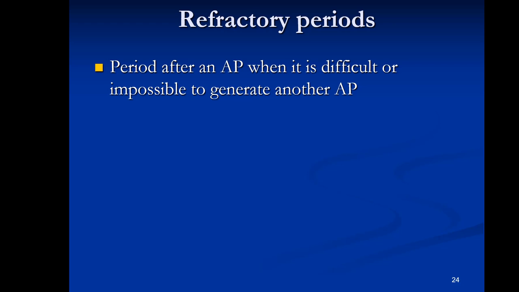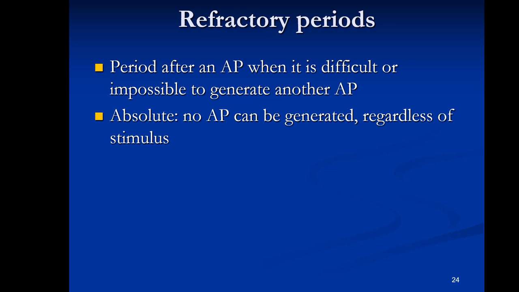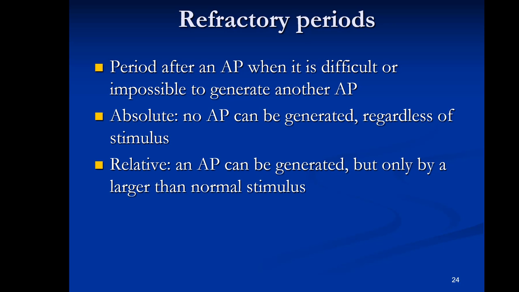So with that being said, there's a period of time after an action potential where a neuron cannot generate another action potential. We call this refractory periods. It's kind of like recovering. There's an absolute refractory period and a relative refractory period. During the absolute refractory period, there's just no possible way that an action potential can be generated. It's absolutely impossible. And this is a very short period of time. But just after that, you could generate an action potential, but it requires a bigger than normal stimulus. And that's called the relative refractory period.